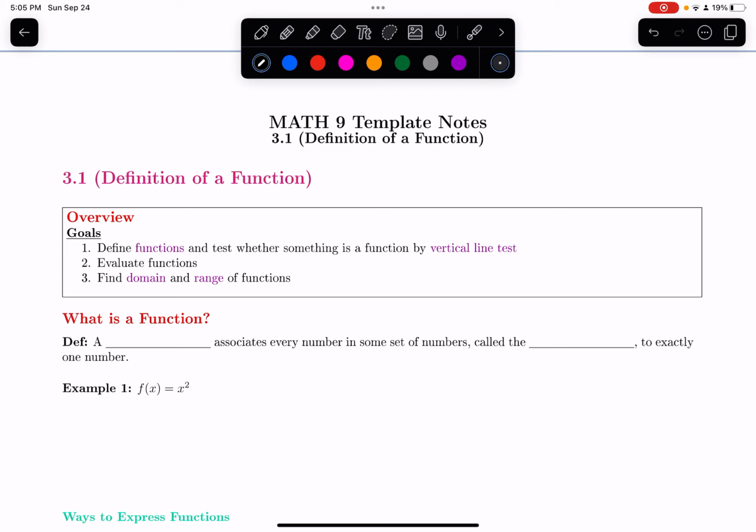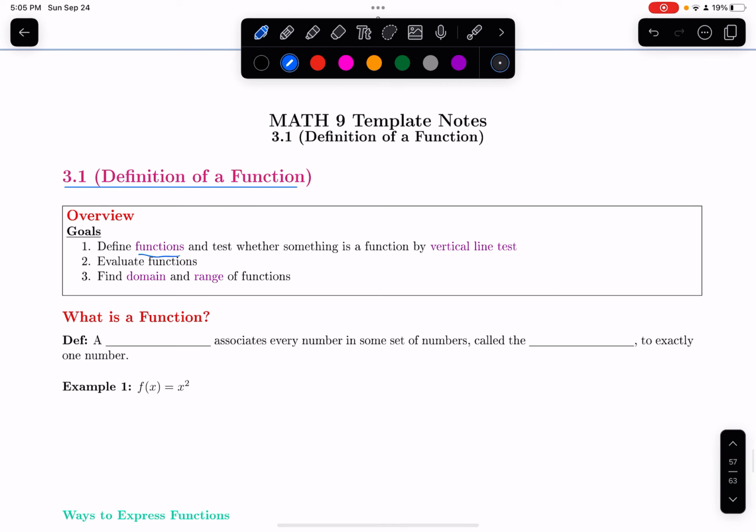In this video, we are starting section 3.1 on the definition of a function. So our goals are to define what functions are and test how we can tell something is a function or not by the vertical line test. Then we'll discuss how we can evaluate functions and plug certain values into them and simplify and figure out what they end up outputting. And finally, we'll go over how we can get the domain and the range of functions.